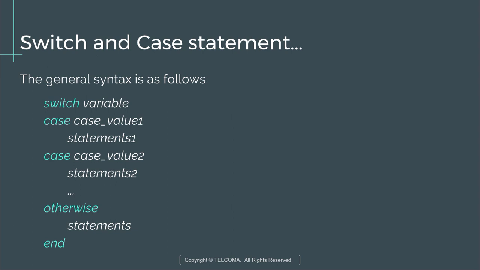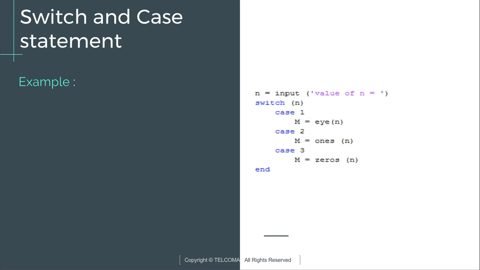Switch with some variable, then case with case value, then set of statements. Next is case, then case value 2, then set of statements, and at the end otherwise, other set of statements, and end the statement. So this is the example for switch and case statement.